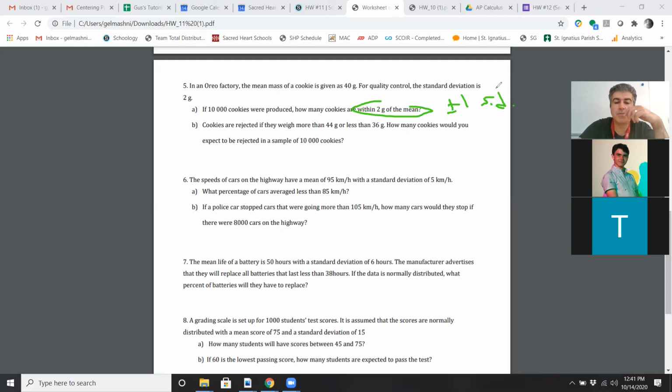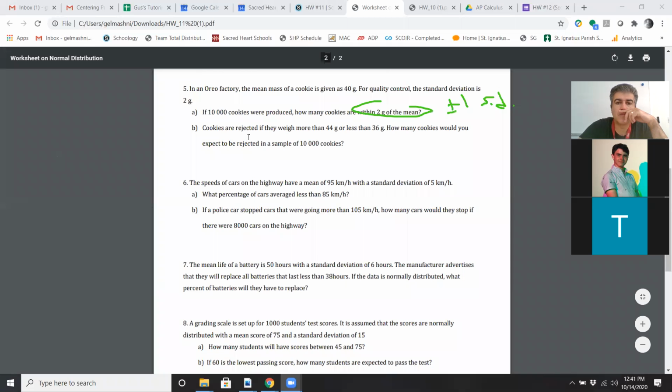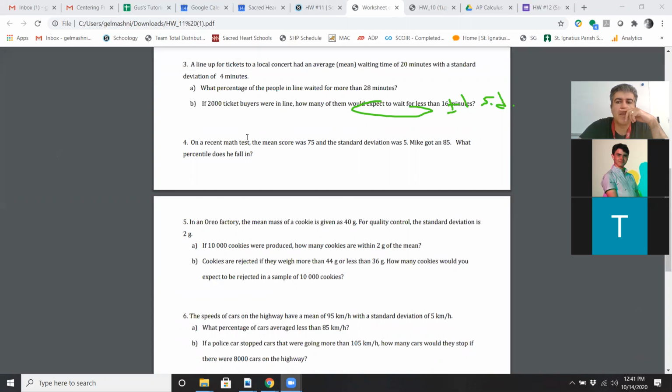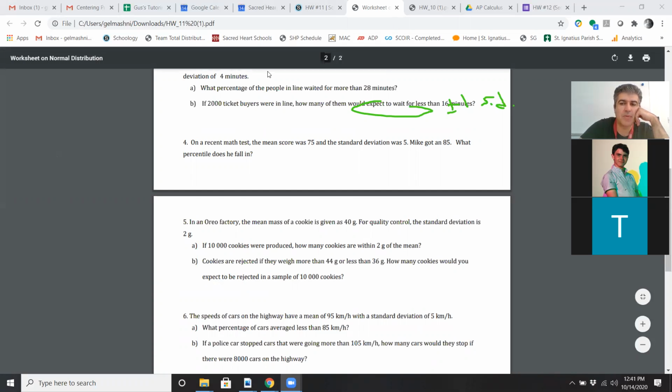Oh, for number 4, isn't it 95%? Because it's 85, right? So it's 2 standard deviations. Yeah, but his percentile is going to be, so let's look at that one more time. No, it's 97. I'll explain why.